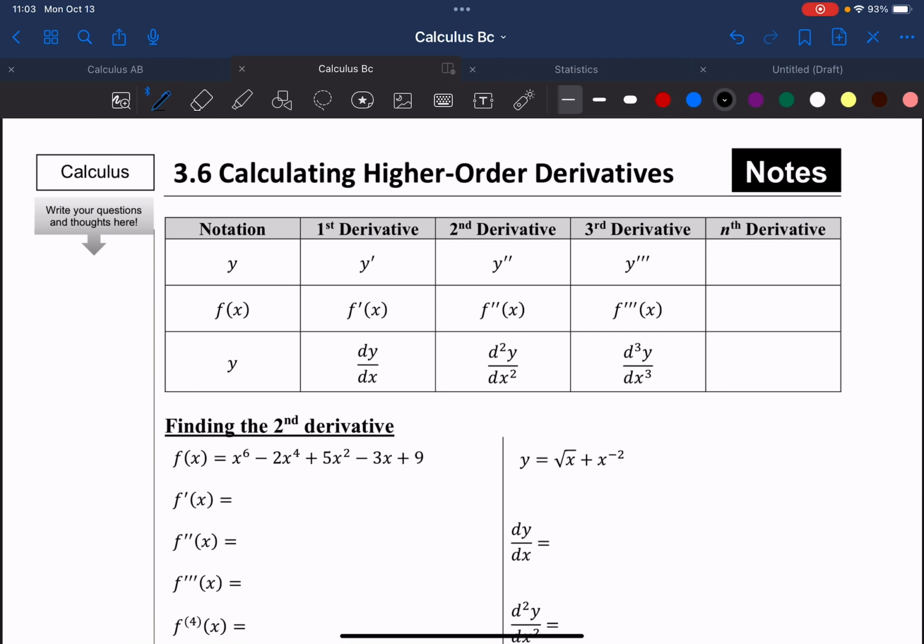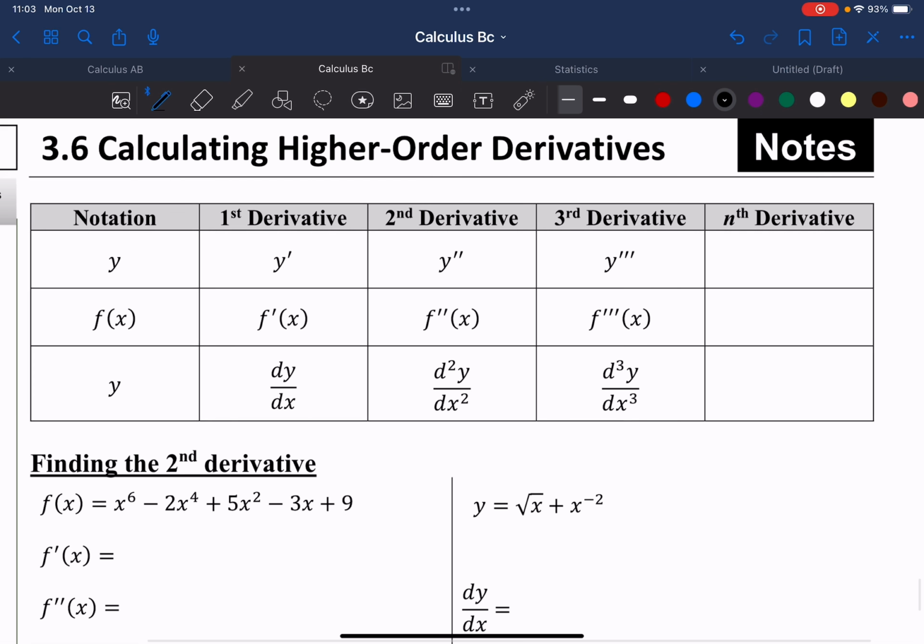Okay, notes 3.6, calculating higher order derivatives. Higher order derivatives means we can take the derivative not only one time, but we could take it infinitely many times. So the second derivative, the third derivative, or all the way up to the nth derivative. So this first part is talking about notation.